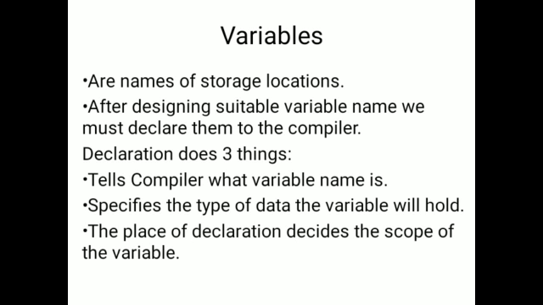Firstly, the declaration of the variable tells the compiler what the variable name is. It specifies what type of data the variable will hold, and the place of declaration decides the scope of the variable. So these are the things we have learned in today's class: constants, data types and variables. In the next classes we will see the scope of the variables and learn more about the variables. Thank you.